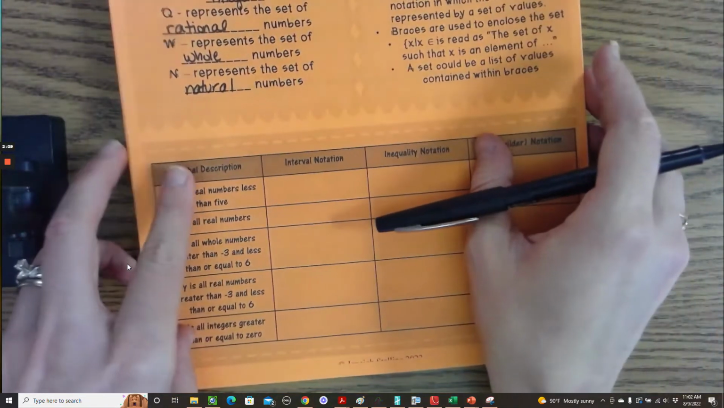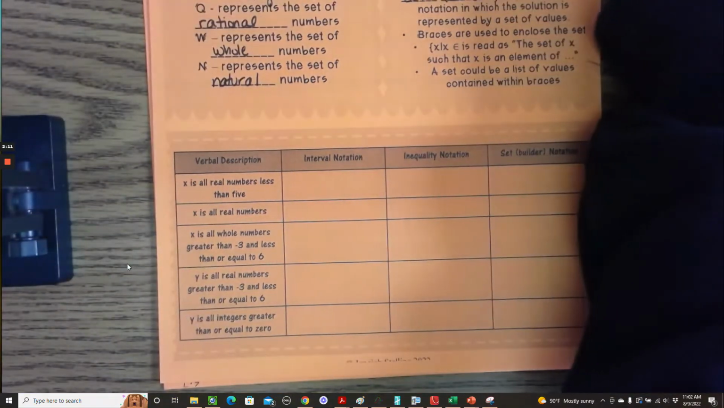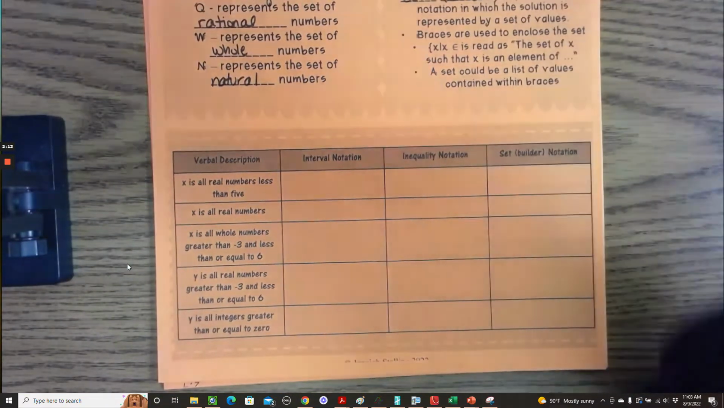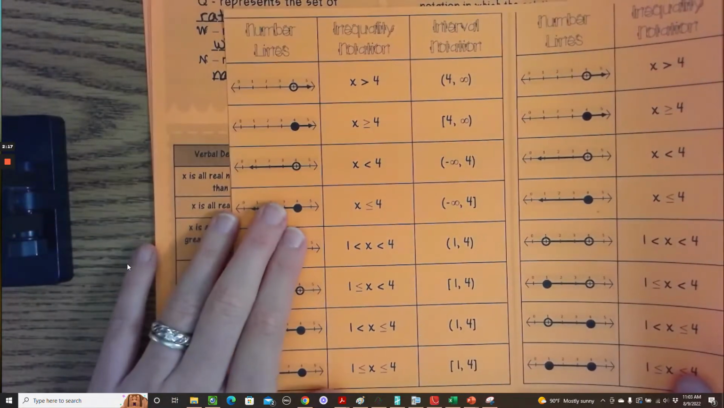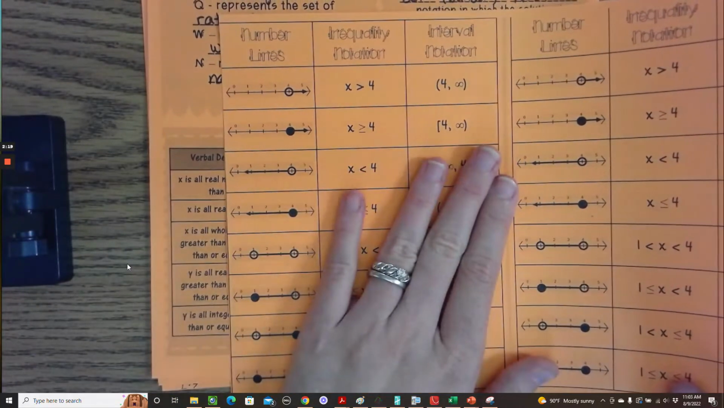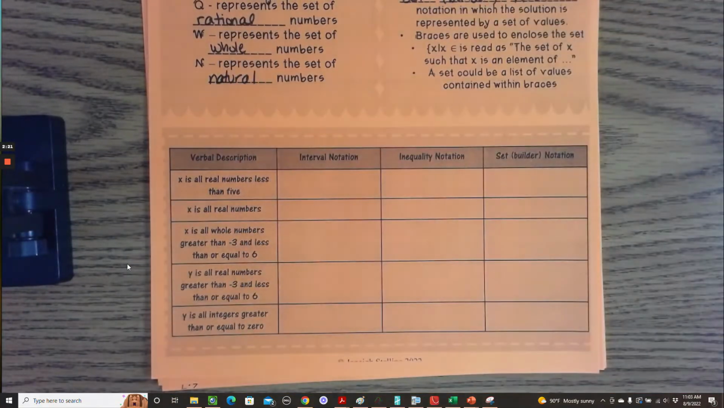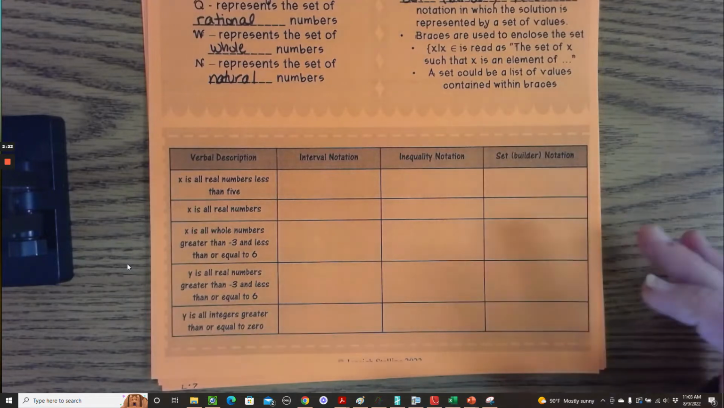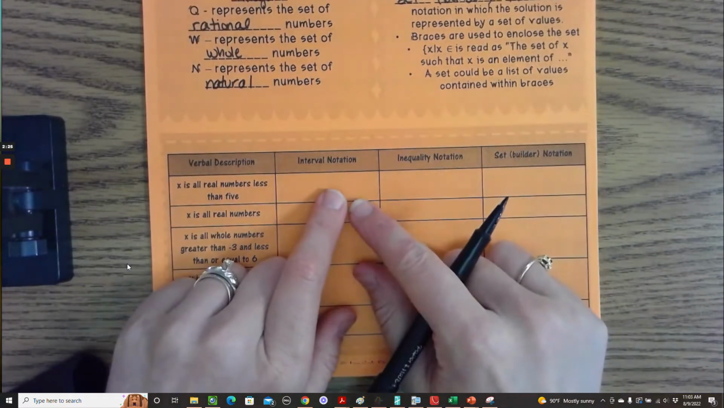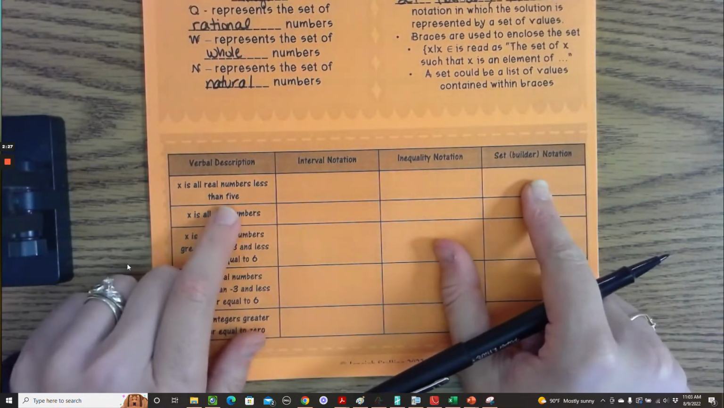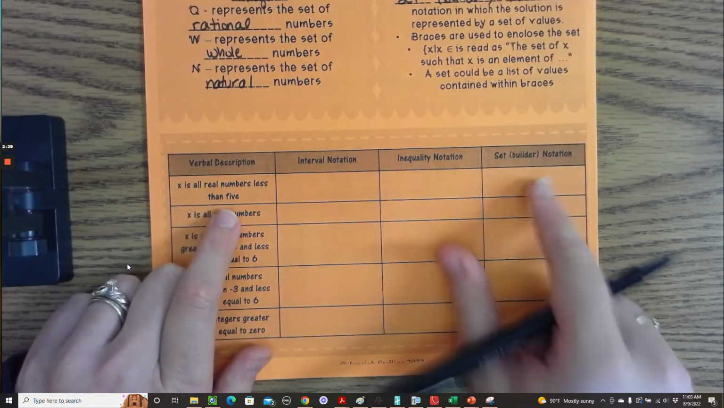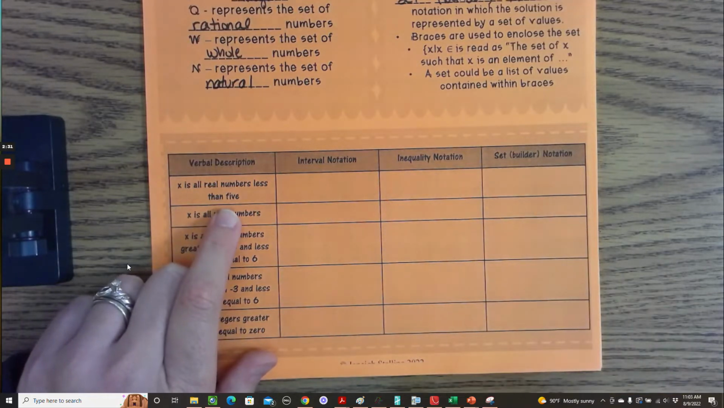All right, so some examples of how this stuff can be written. You do have another page of notes that gives you some examples of what they should look like on a number line, in inequality and interval notation. They've given us all the verbal descriptions. We're going to turn them into interval, inequality, and set notation. So x is all real numbers less than 5.